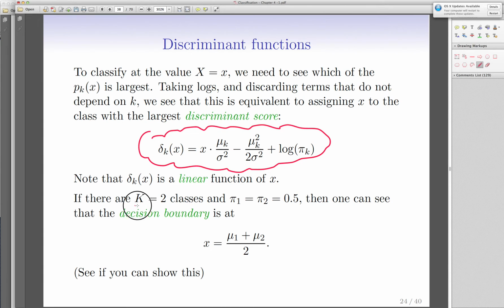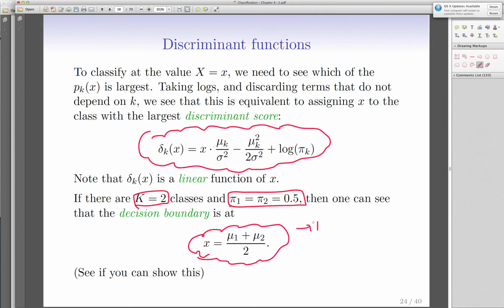And you can show that if you have two classes, basically the boundary is always the average of the two averages of those classes, if the prior probability is 50-50. Try to prove it. Try to show that.